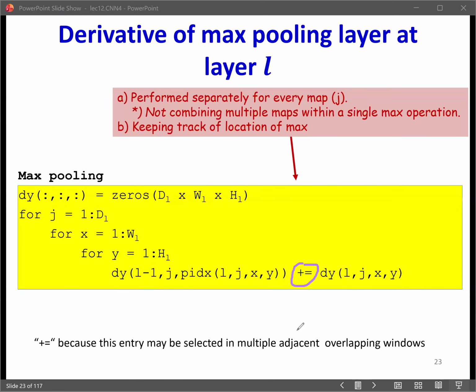So max pooling: with overlap, the same adjacent windows could pull the same large value. Now this, it turns out, is kind of an interesting thing. If you look at older versions of PyTorch, it didn't use plus equals, it just used equals. That was a bug. More recently they fixed it, and now they actually have plus equals, I believe, in the backprop for max pooling. It doesn't really matter if adjacent windows don't overlap, but if they do, it matters.